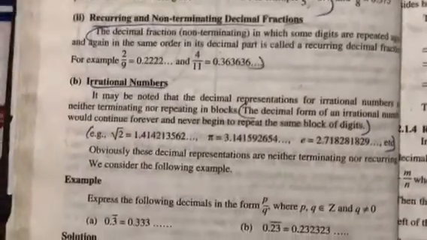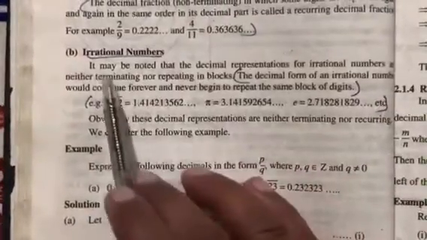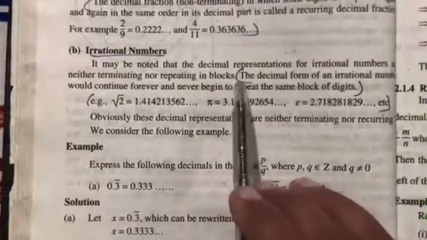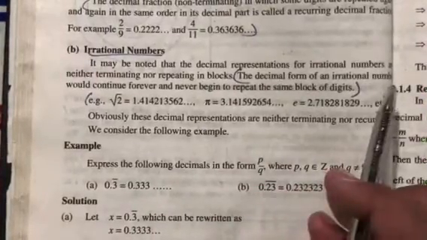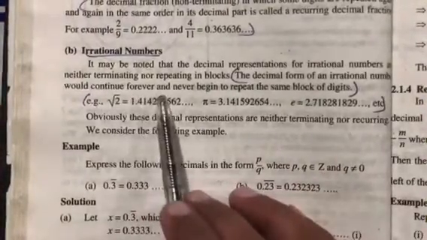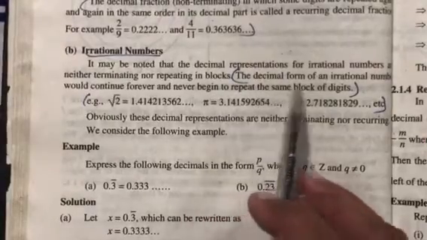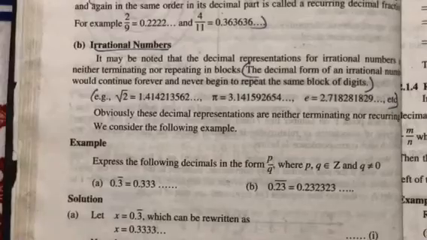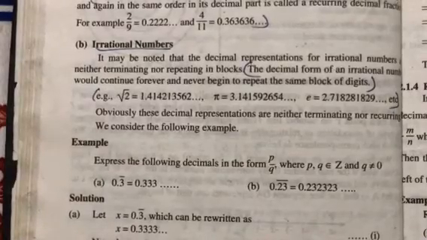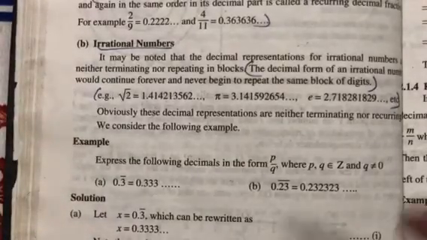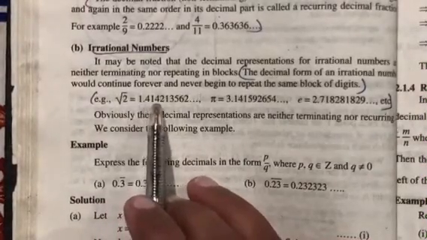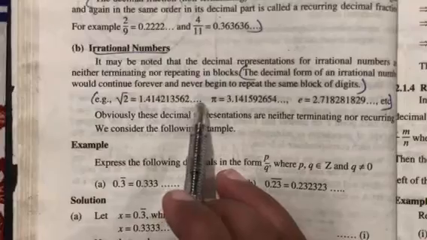And now we are going to irrational numbers. It may be noted that the decimal form of an irrational number continues forever and never begins to repeat the same block of digits. Irrational numbers are non-terminating and non-recurring. If we take the square root of 2, the answer is 1.41421356 and so on.